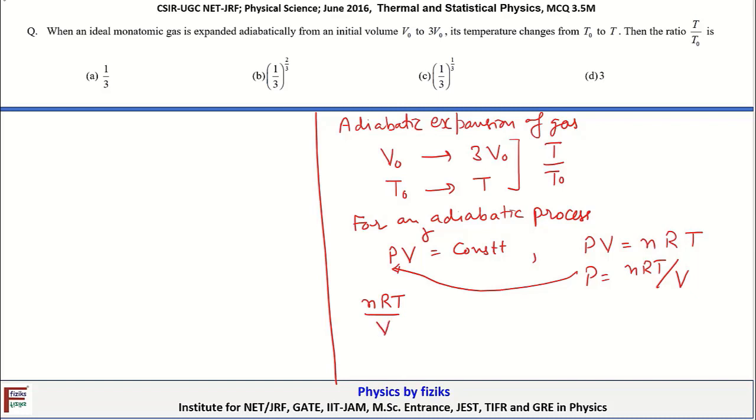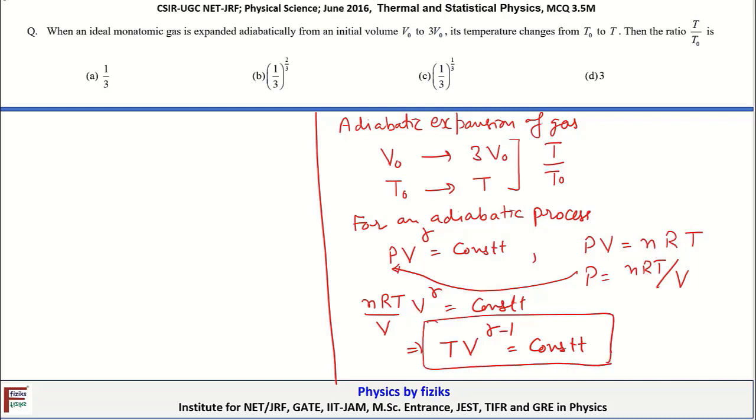nRT by V, to the power gamma, is equal to constant. Because n is constant and R is constant, the remaining variables are connected with each other through a relationship T V to the power gamma minus 1, which is going to be constant in an adiabatic process. So this is another relationship that describes an adiabatic process. Now, because the variables given to us are temperature and volume, we will make use of equation 2 here.